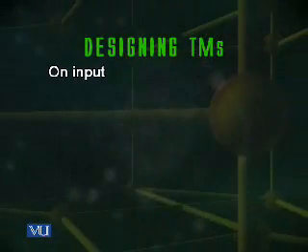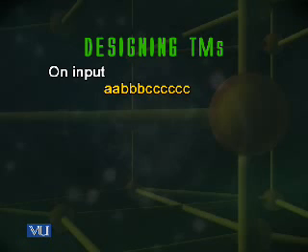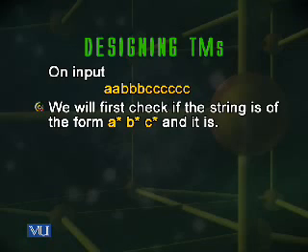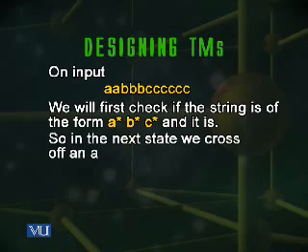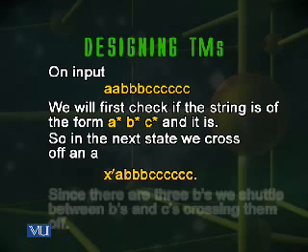Let's check what this informal description will do to a particular input. Let's say that the input is AA, BBB, followed by 6 C's. We will first check if the string is of the form A star, B star, C star, and it is, so we will continue. So the tape contents after we have done this checking will look like X prime, A, B, B, B, followed by 6 C's.